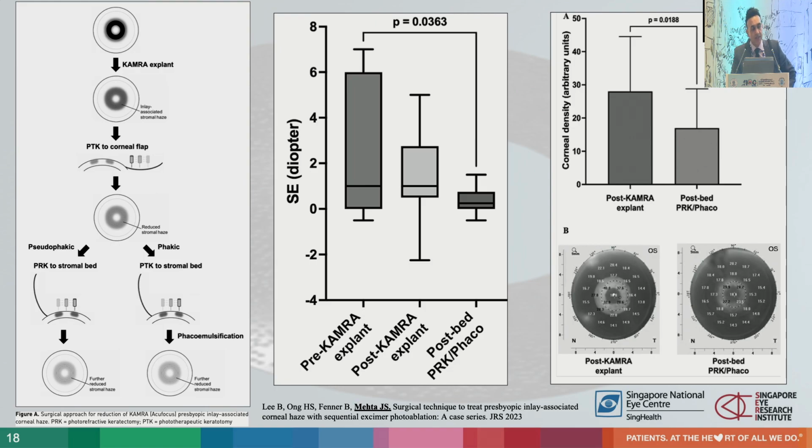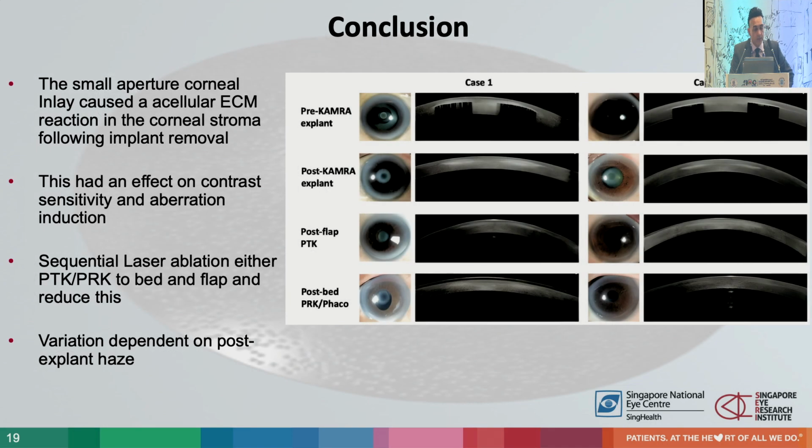The main factor with respect to how much haze you remove will be dependent on the severity of the haze following the explant removal. So I do counsel the patients very closely with this, because this is going to determine the outcome from how much haze we can remove, because of course there's a limitation with respect to how much stromal tissue you can remove. So the small aperture corneal inlay causes an acellular extracellular matrix reaction in the corneal stroma following implant removal. This has an effect on contrast sensitivity and aberration reduction.